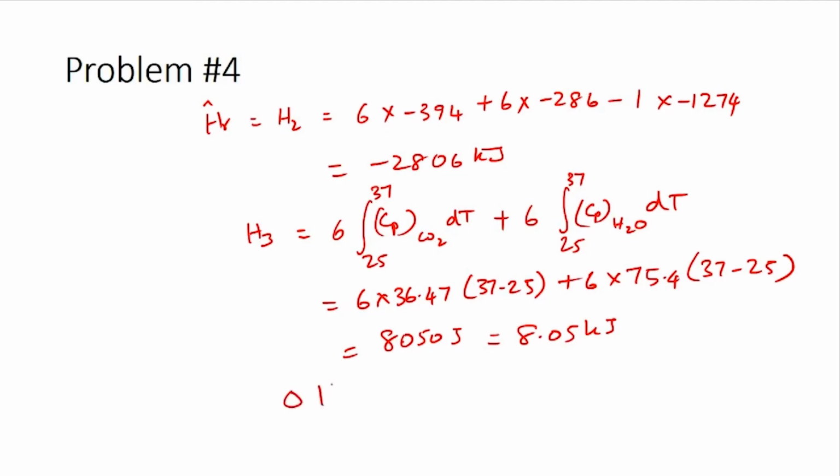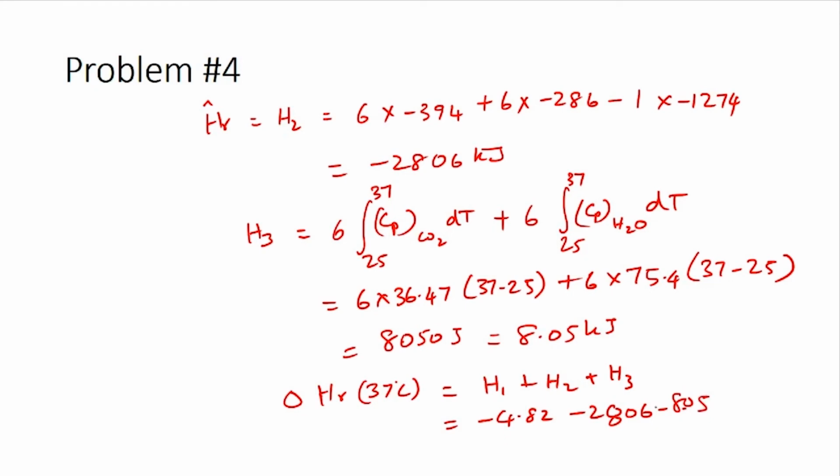So, now the total change in enthalpy for the reaction, the total heat of reaction at 37 degrees Celsius, would be H1 plus H2 plus H3, which would be equal to minus 4.82 minus 2806 plus 8.05, giving you a value of minus 2803 kilojoules. So, this would be the heat of reaction for the given reaction, which happens as a respiration process in your body at 37 degrees Celsius.